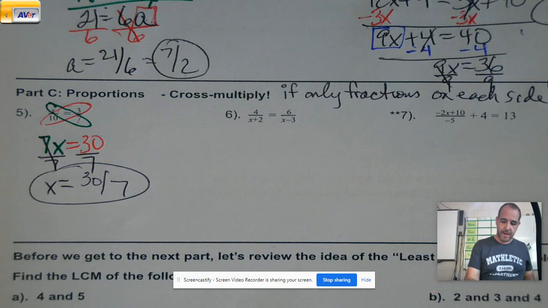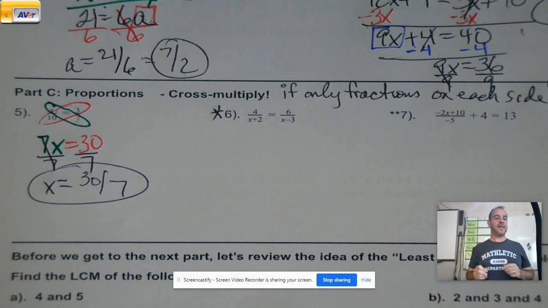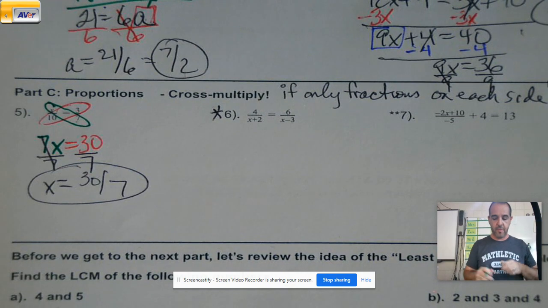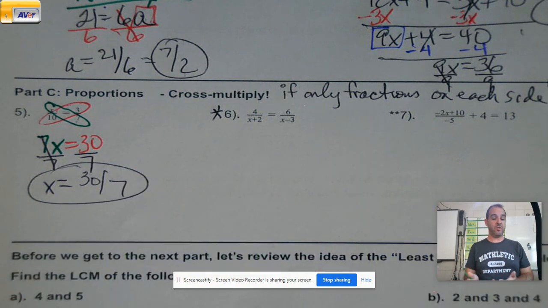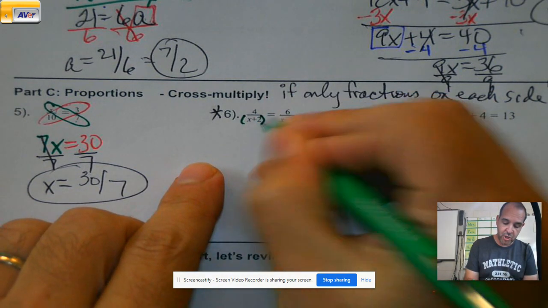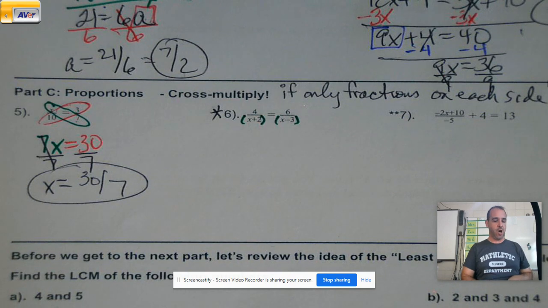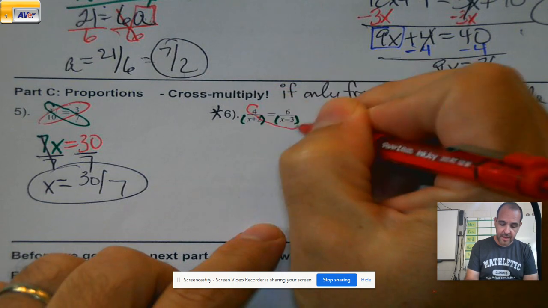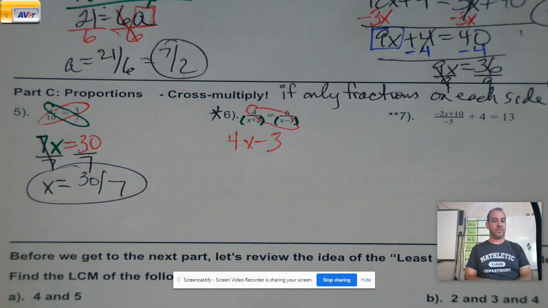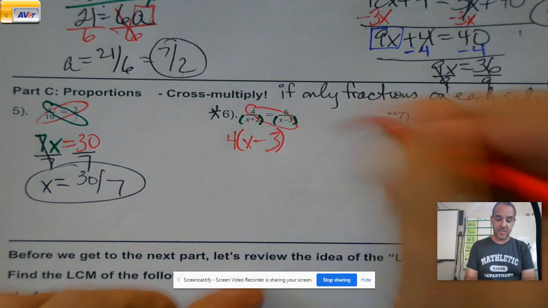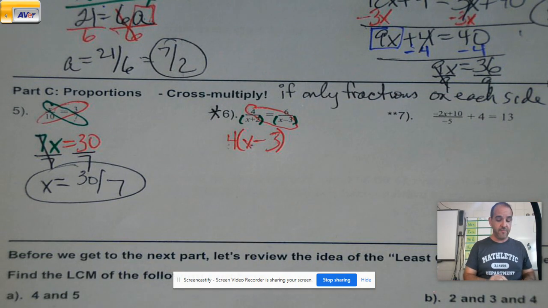Now, number 6. Okay, number 6, I'm going to put 1 star next to, because there is a little catch to this one that we got to be looking out for. When we start getting binomials, again, more than one term in there, we want to make sure we put parentheses around them at the start. Why? Because if I go to cross multiply and I didn't have those parentheses there, I would think it was just 4x minus 3, but that's not what it is. It's 4 times x minus 3. That 4 is going to get distributed to both of those terms. And if I didn't put the parentheses, I'm probably going to forget that.